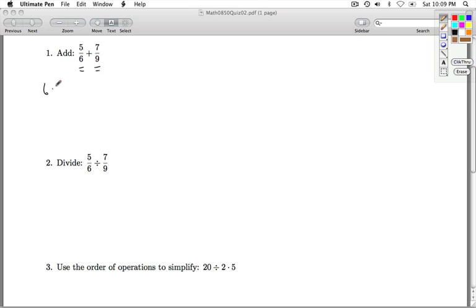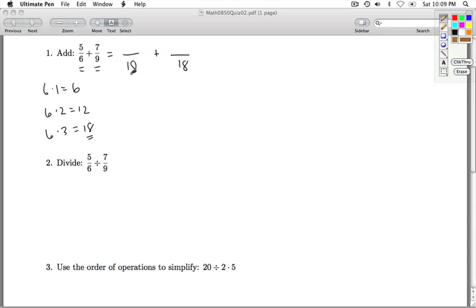So let's start writing out the multiples of 6. 6 times 1 is 6. 6 times 2 is 12. 6 times 3 is 18, and we stop at 18 because 18 is also a multiple of 9. So our common denominator will be 18.